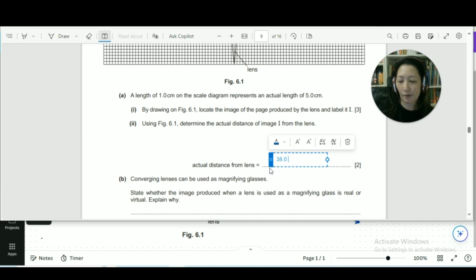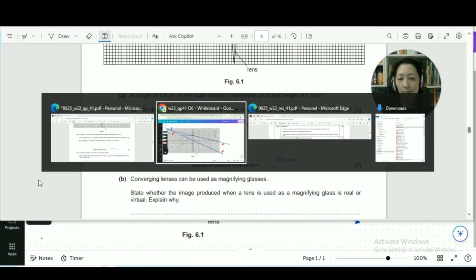38.0. I'm adding a 0.0 because it's a habit. Whenever I write any measurements, I always follow the sensitivity of the instrument used. That means if the ruler has 1 decimal place, I'll write up to 1 decimal place. Let's just have a quick check against the mark scheme.